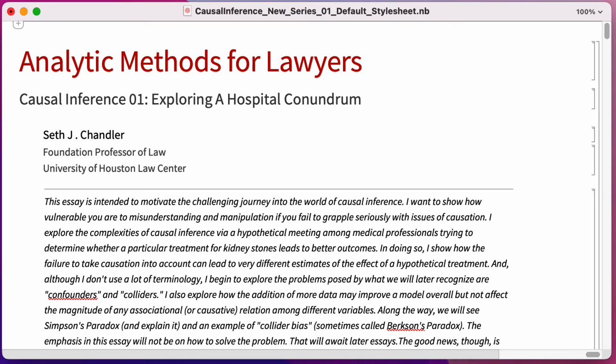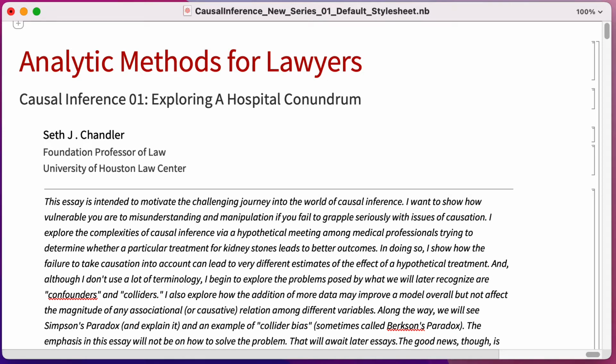Now, I'm not going to use a lot of terminology here, but we are going to see what we're later going to understand are confounders and colliders. We're also going to actually see something called Simpson's paradox and Bergson's paradox.